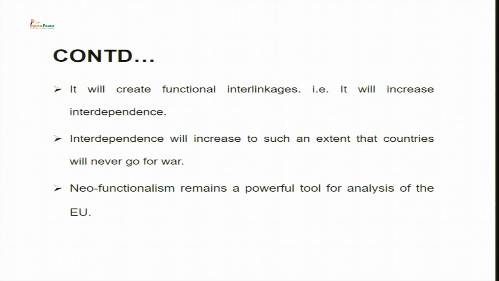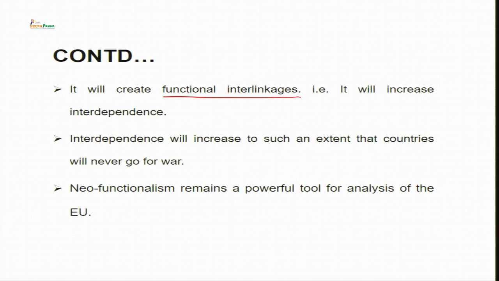And this cooperation will create functional linkages. And when there are functional linkages, it will lead to interdependence. And when interdependence increases, if you are dependent on somebody for food or for any item of necessity, you will not go to war with that person. In the same way, if any nation is dependent on another nation, it will not go to war with that nation. So interdependence will increase to that extent that countries will never go to war.